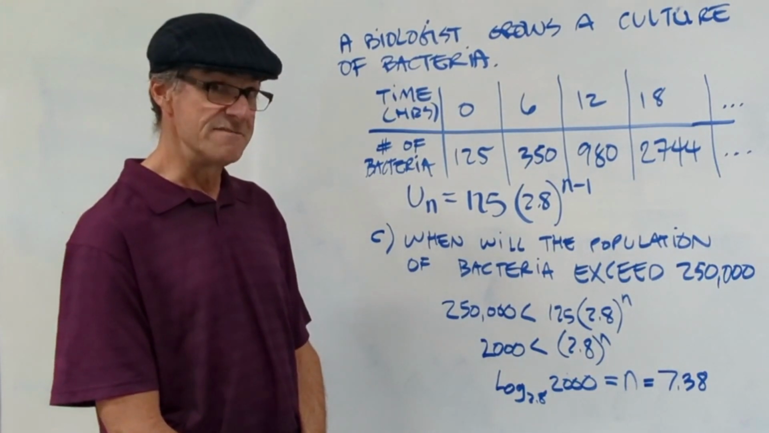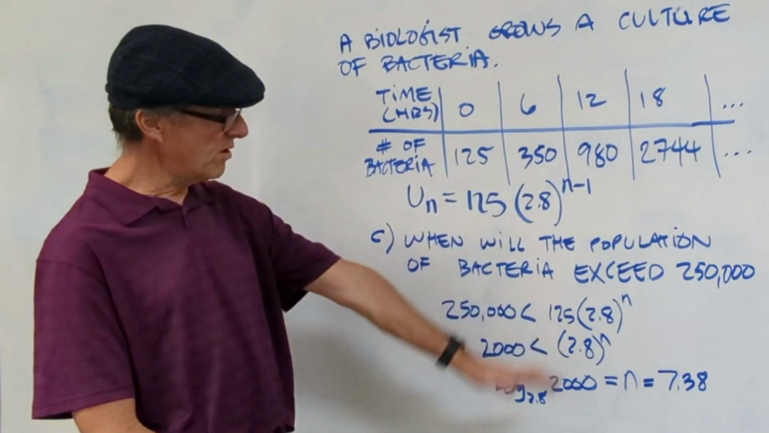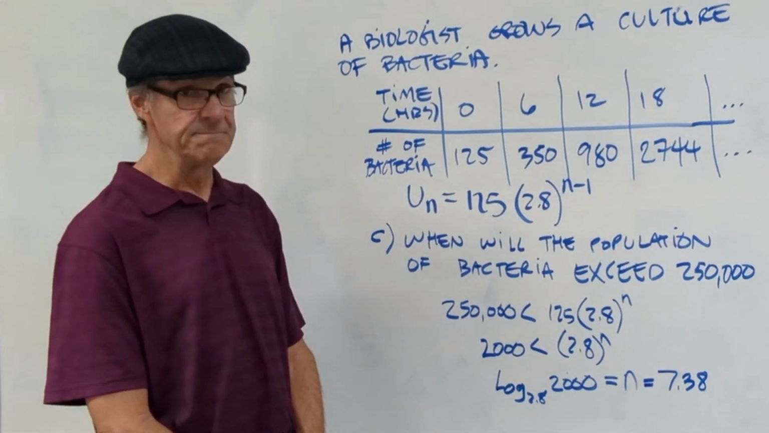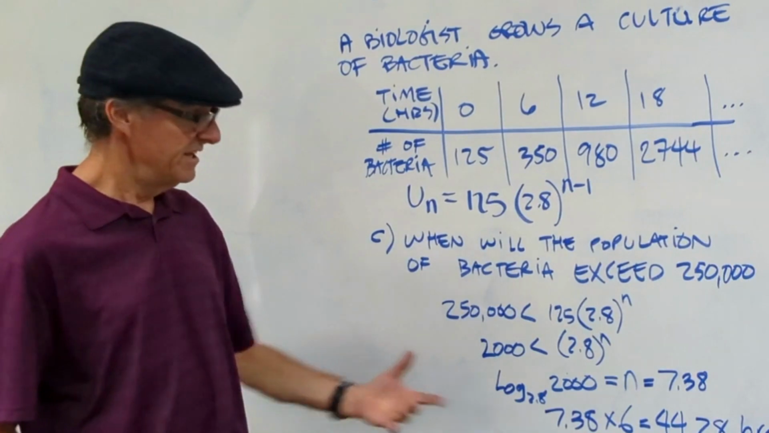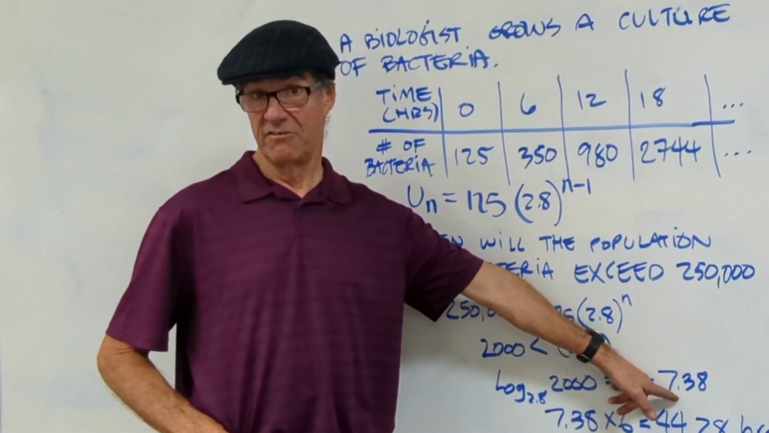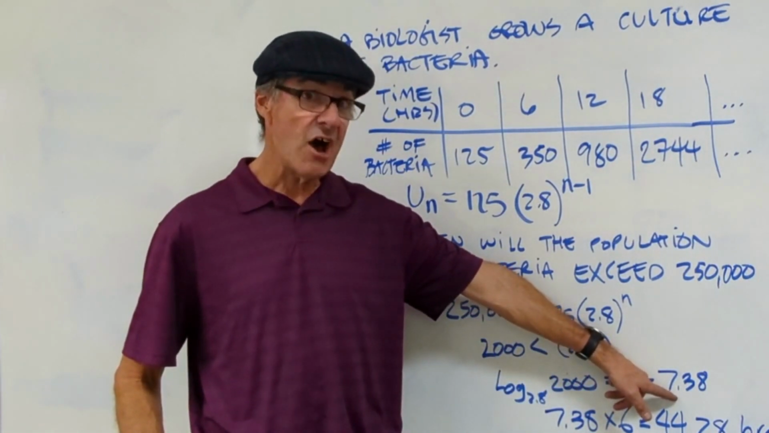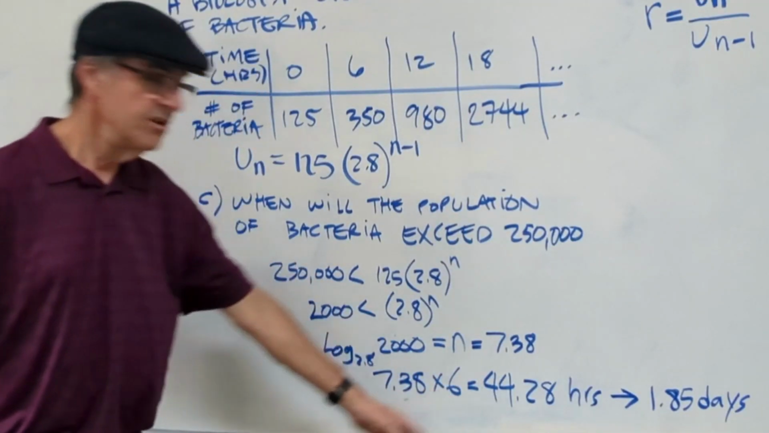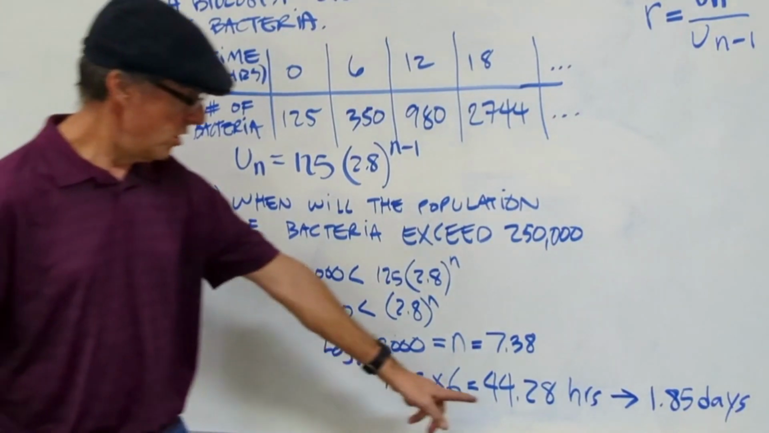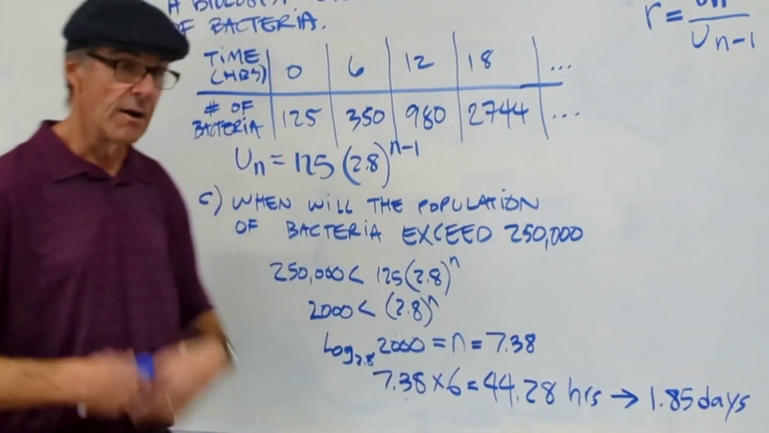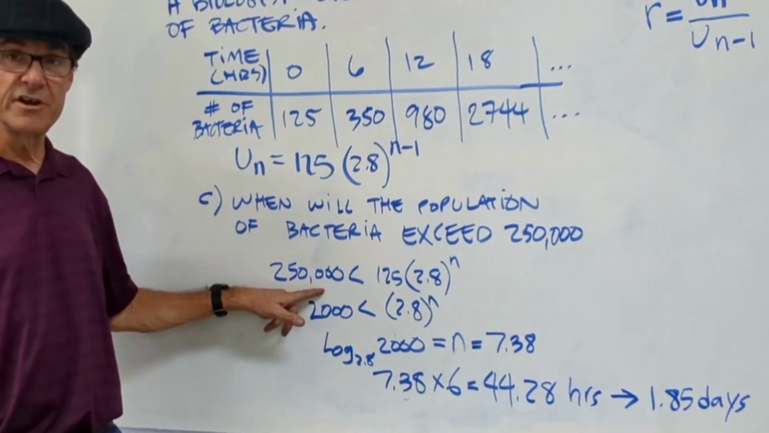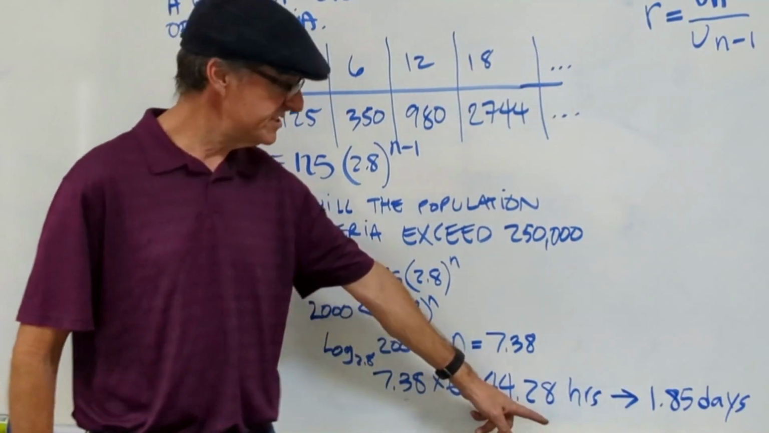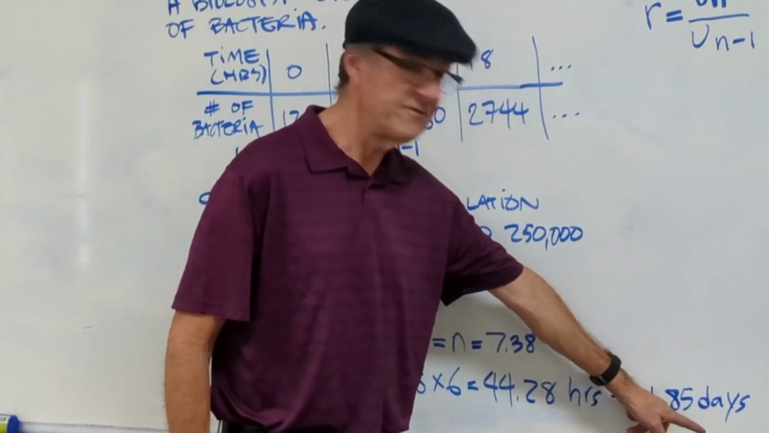We're not done. So think real hard about our problem, some assumptions that we made in the beginning, and then you can be done. Okay, so here's the thing, is we found n, right? But each n is 6 hours. So we need to multiply that by 6 to get our hours. So just past 44.28 hours, our population will exceed 250,000 bacteria. Now, 44.28 hours is the same as 1.85 days.